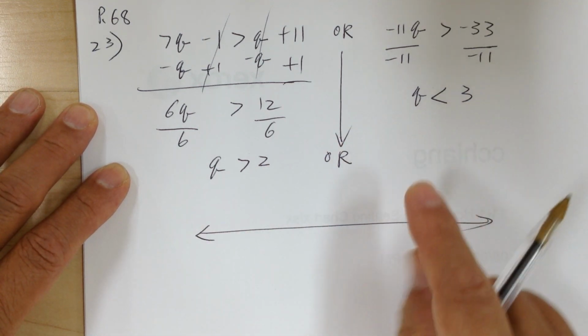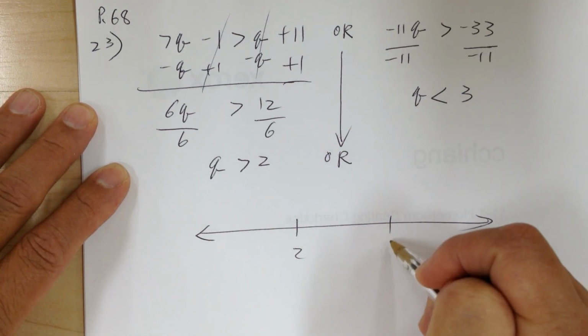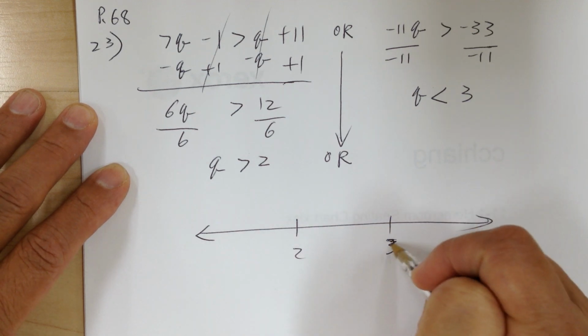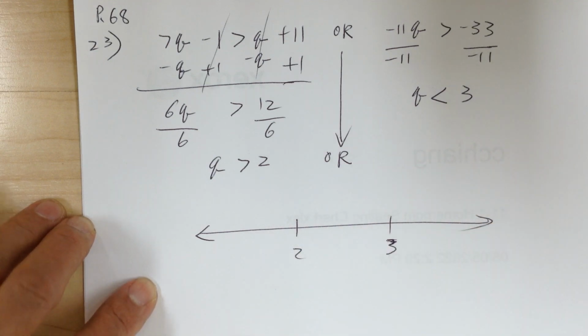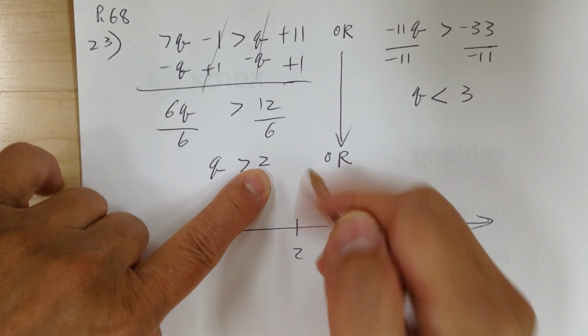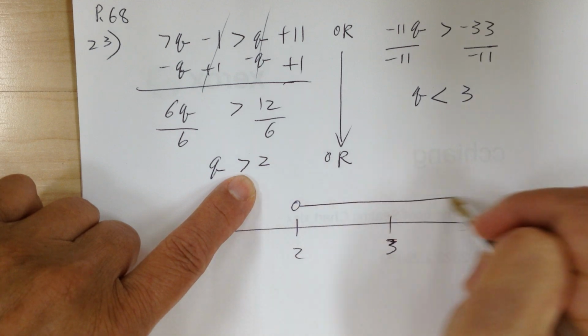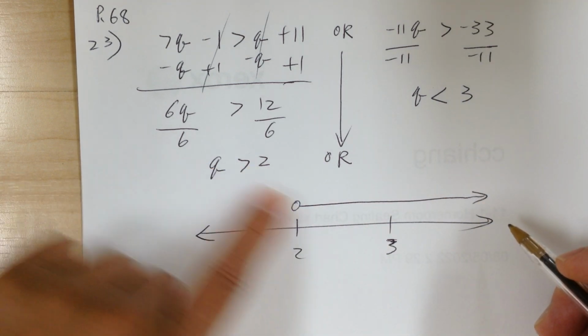So you've got 2 and 3. You're going to have 2 and 3 over here. Again, you don't have to write down all the numbers. You only need the numbers, just write down the numbers you need. So this one, q is greater than 2, so this is going to go in this way. So this is this.